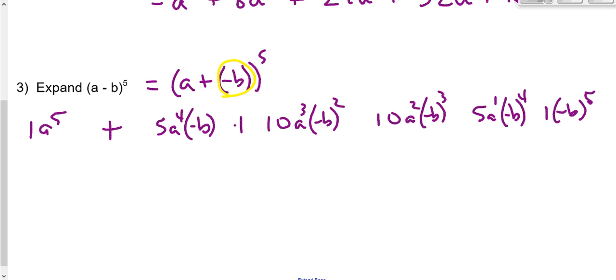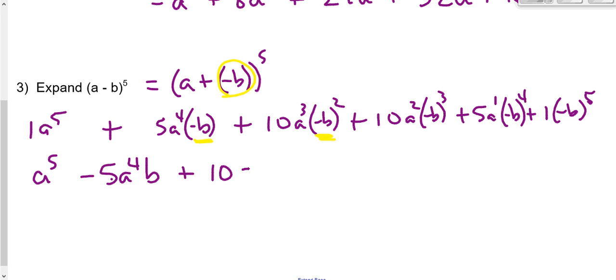Add all those together and simplify. So we have a to the 5th. Now, because we have this opposite in here, we're going to call this minus 5a to the 4th b. And then in the next one, the negative squared turns out to be positive, so we have plus 10a cubed b squared. But in the next one, because the negative is raised to the 3rd power, we still have a negative, so we have minus 10a squared b cubed.